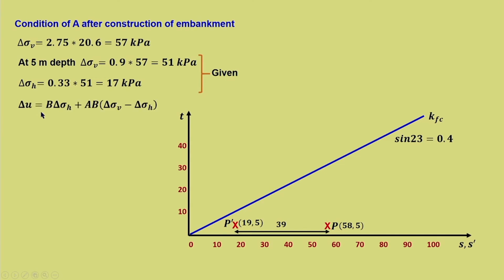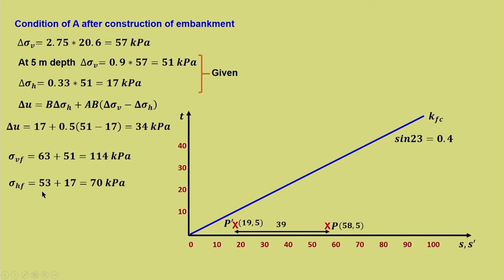Now, delta U, what will be the change in pore water pressure because of embankment construction? It is B into delta sigma H plus A into delta sigma V minus delta sigma H. Substituting this, we have all the information with us. We have delta U equal to 34 kilopascal. So, sigma Vf is 63 plus 51, the incremental load, that is 114 kilopascal. Sigma Hf is equal to 23 plus 17, which is 40 kilopascal.